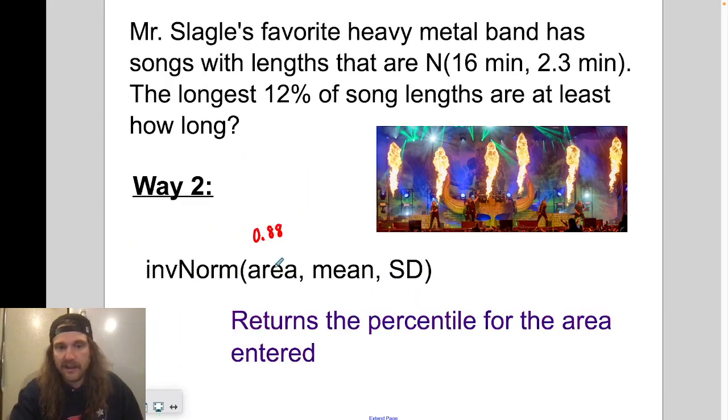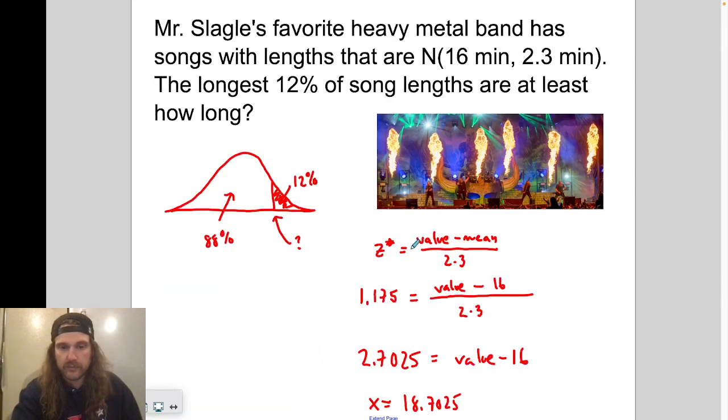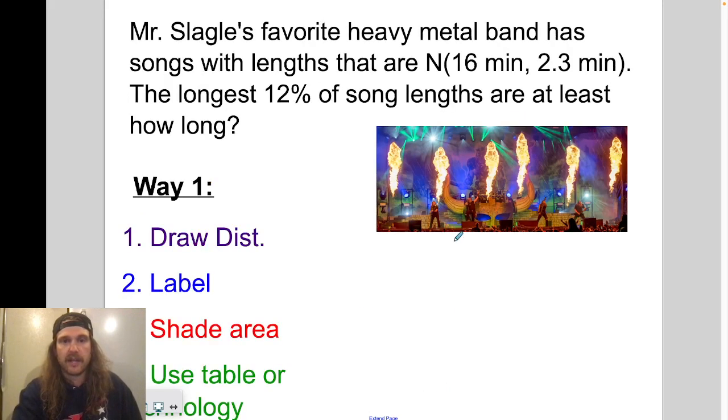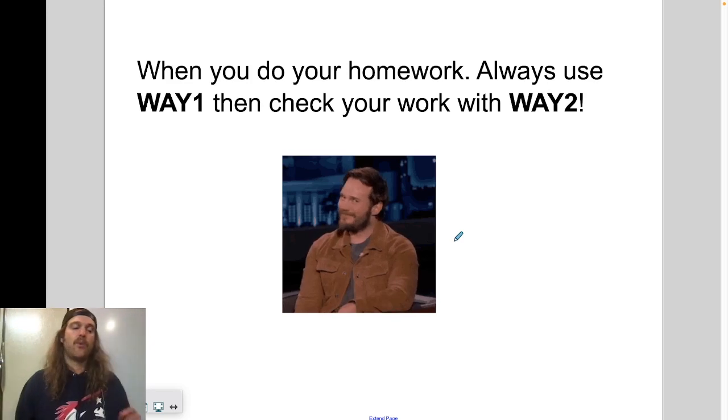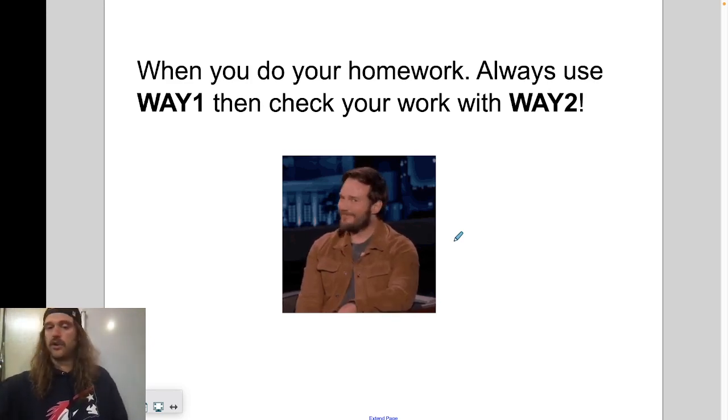But if you plug in mean 16, standard deviation 2.3, it's going to spit back the actual answer that you need, which is that 18.702, or 18.714 if you're doing normal CDF. And they're not exactly the same because with the tables we have to round. Okay, for your homework, always use way 1 and then check your answer with a calculator.